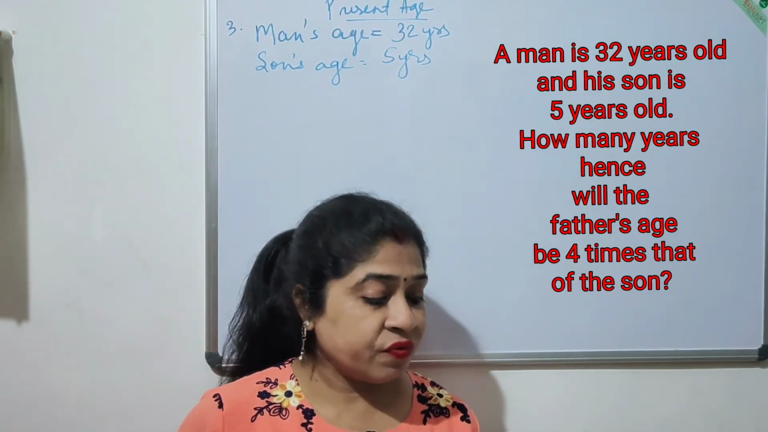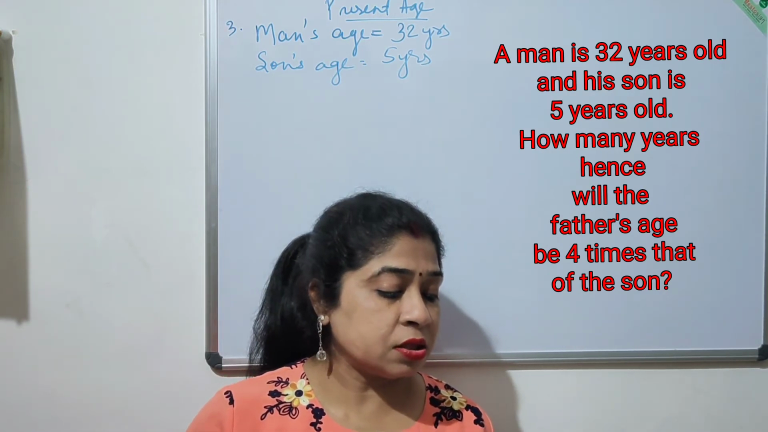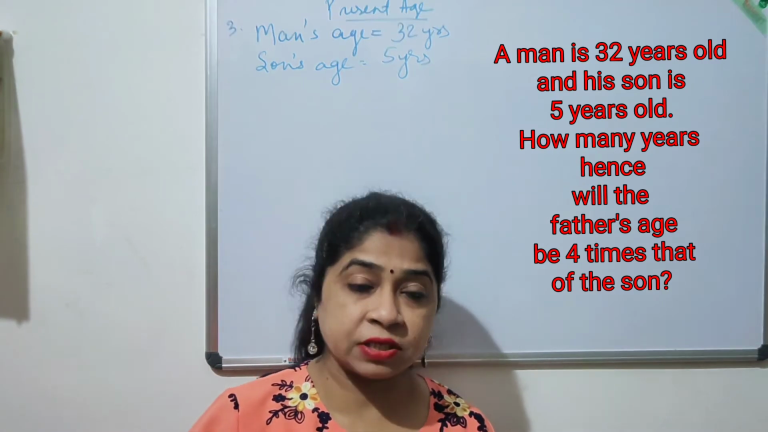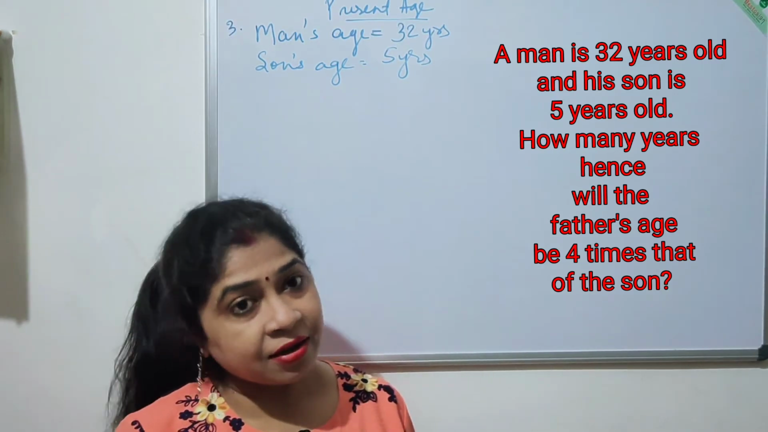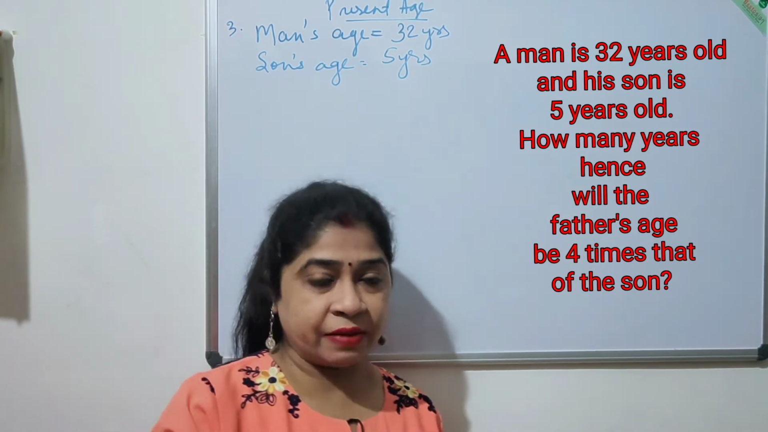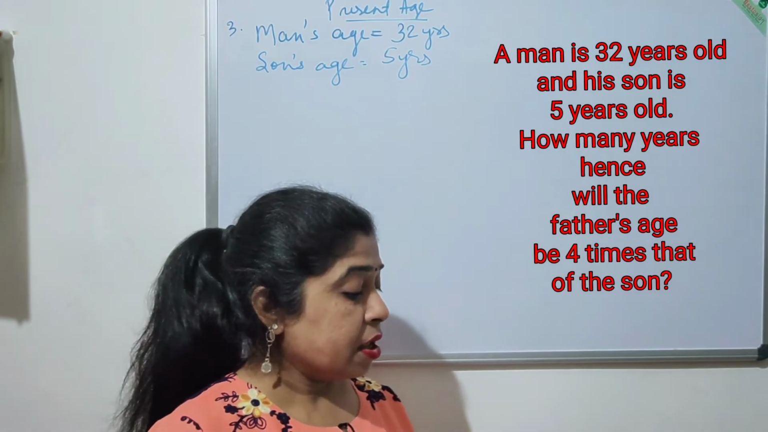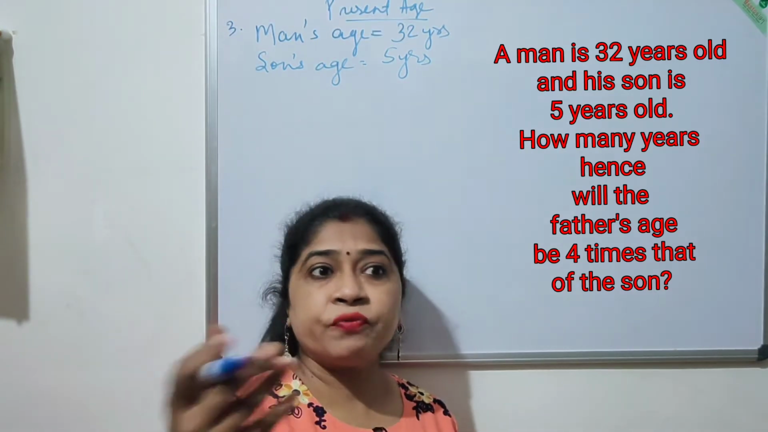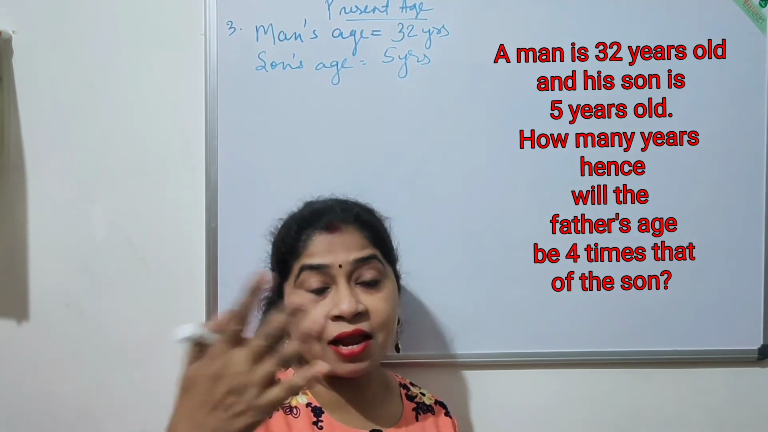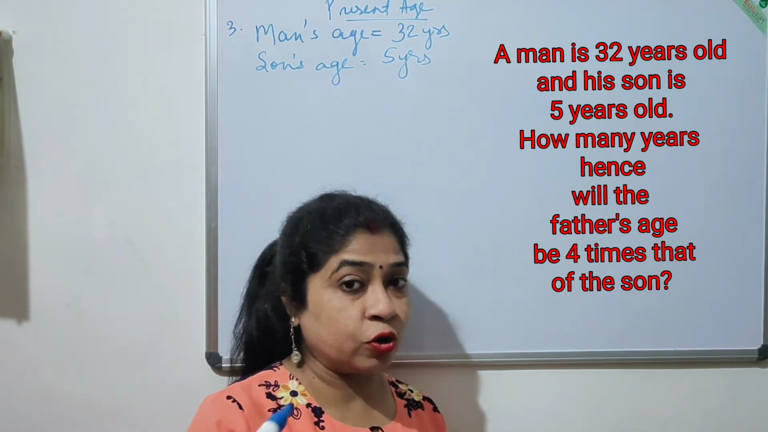So we have to find how many years hence will the father's age be 4 times that of the son. मतलब कि कितने साल के बाद फादर का एज सन के एज का 4 टाइम्स होगा. Okay, so let us take the number of years hence, that is, कितने साल के बाद फादर का एज सन के एज का 4 टाइम्स होगा, to be x.